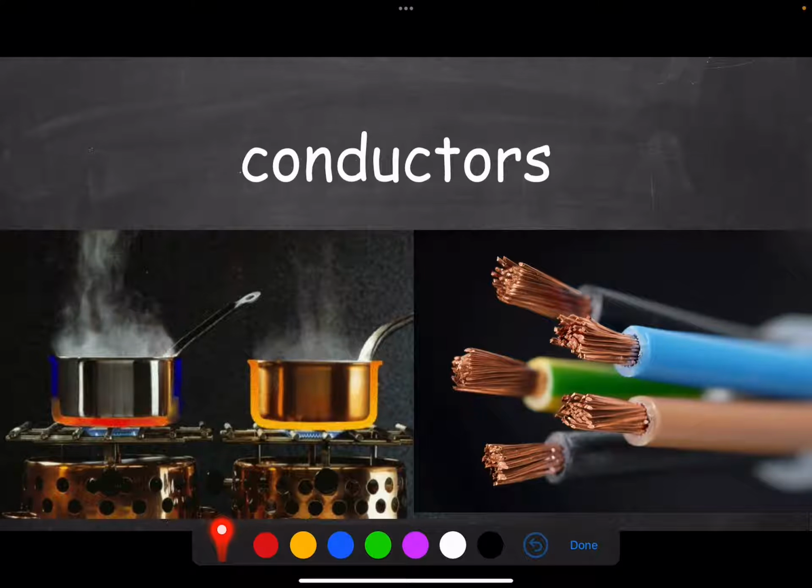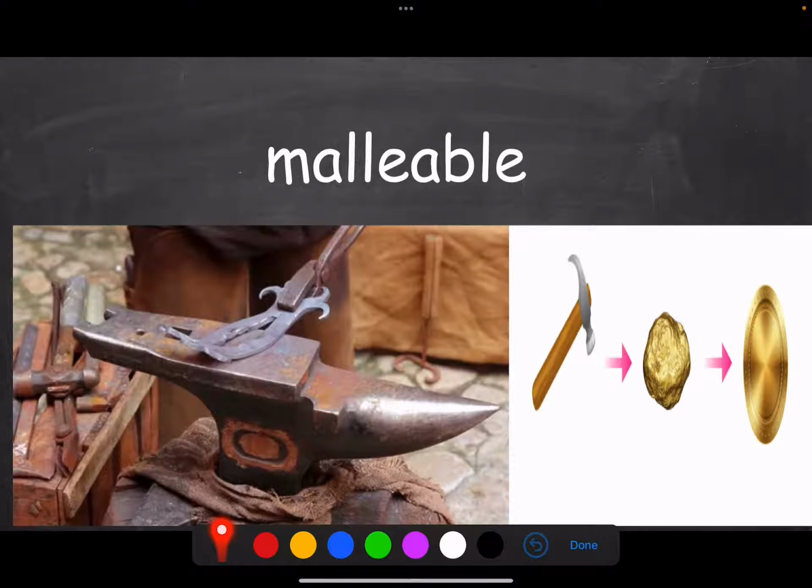The next big metallic property is that they're conductors, not just conductors of heat like these pots over here, but they're also extremely good at conducting electricity, like the copper wire we can find in our electrical cables. Metals are also very malleable, right? That means that they can be hammered or bent into different permanent shapes without breaking.